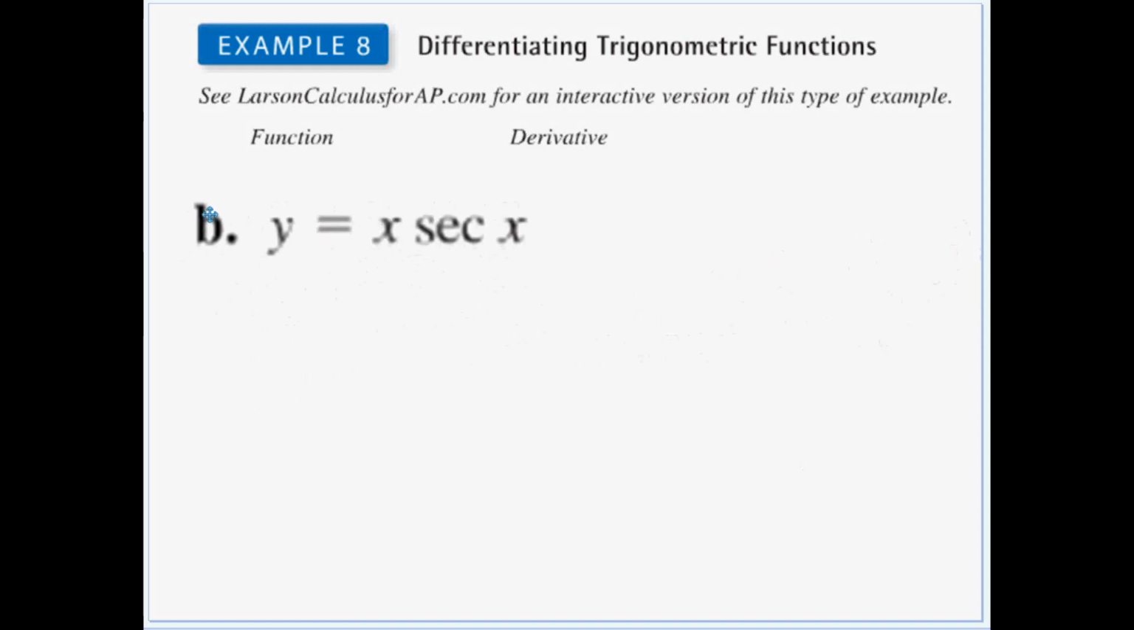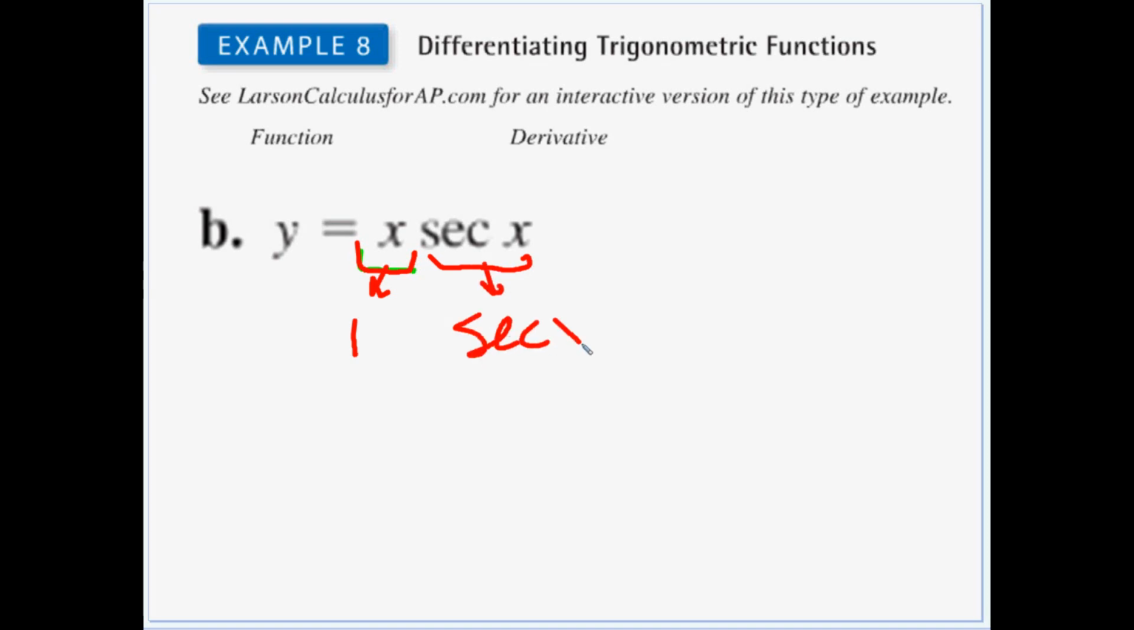Letter B. Ooh, look at this. It's multiplied. Looks like we're going to have to do a product rule. Our first function is x, and the derivative of x is just 1, so that's not too bad. The derivative of secant x is secant x tan x. So it's time for the product rule. Let's use y prime for our derivative notation.